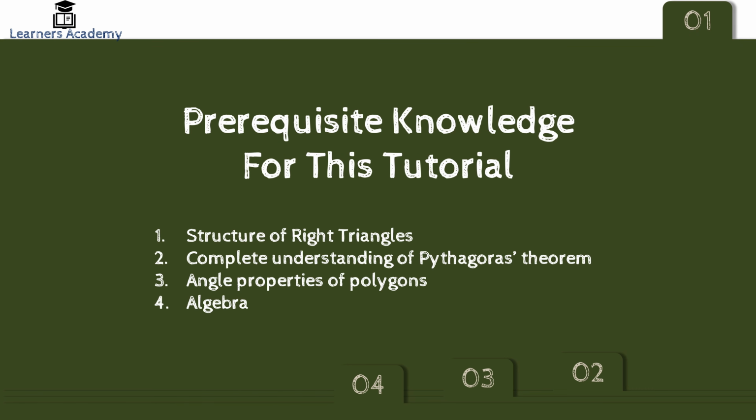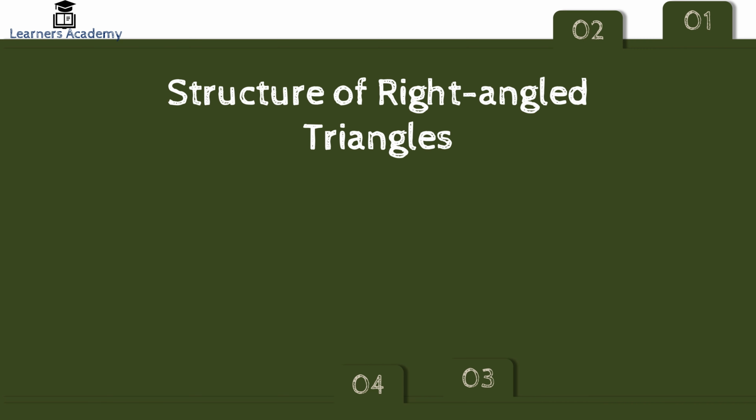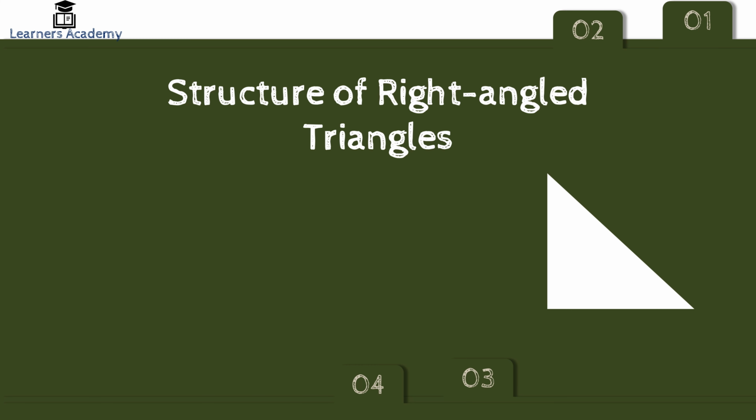Now we'll talk about the skills you are required to fully perceive the concept of trigonometric ratios. You must understand the composition and structure of a right-angled triangle and how Pythagoras' theorem works on a right-angled triangle. Also, you need to have a full understanding of the angle properties of polygons, especially triangles, and algebra. I have already made a detailed video on the structure of right-angled triangle and Pythagoras' theorem. The link is in the description below.